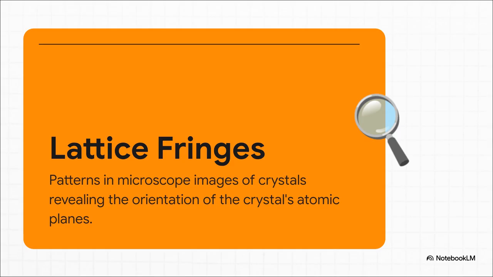You can kind of think of them as the stripes on a tiny, tiny nanoscale zebra. These lines you see, they're not random at all. They show you the exact direction the crystal's atoms are pointing. They are the landmarks on our tiny map.